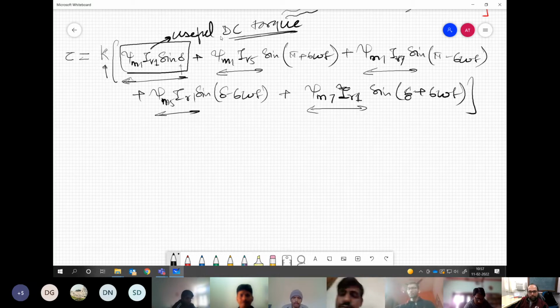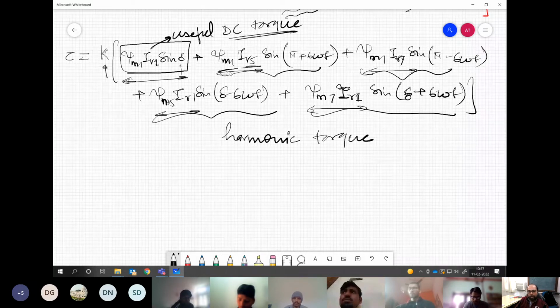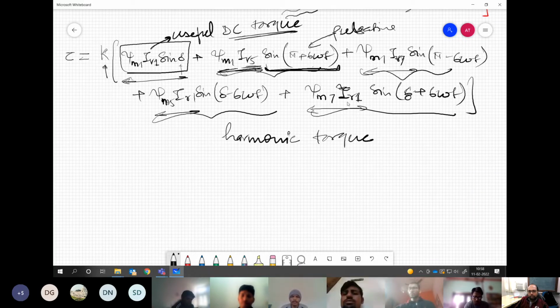So then if we remove the useful torque, whatever extra components are remaining here basically form what is called the harmonic torque. So what is happening? You have one DC quantity interacting with another AC quantity, the sine 6 omega t, and this kind of nature gives a pulsating waveform. So each component will look like something going like this. This is the pulsating nature or harmonic nature.